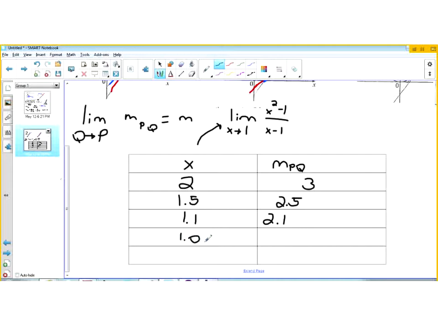And we can still get closer, 1.01, and then the slope of my secant line is 2.01. Okay, and then say, how about a really, really close number, close to 1, but not at 1? How about 1.001? Then the slope of my secant line is 2.001.